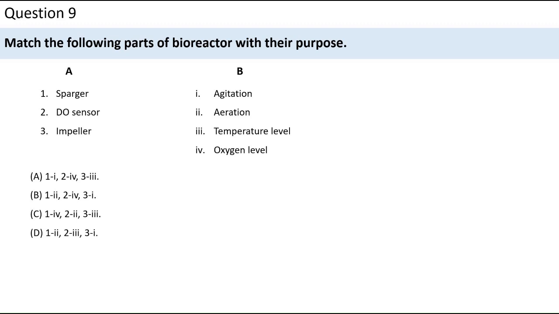Match the following parts of bioreactors with their purpose. Sparger, that is used for aeration. Sparger can be used for agitation also in the case of pumped air, like in airlift bioreactors. But in this match-the-following question, the sole purpose of the sparger is aeration, and the impeller is for agitation, and the DO sensor is for oxygen level.